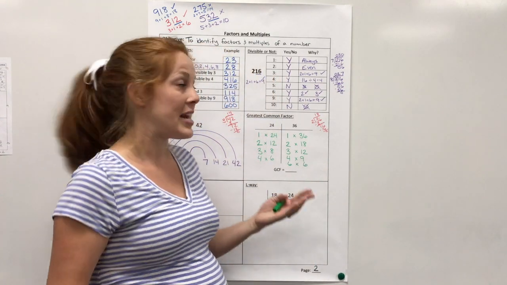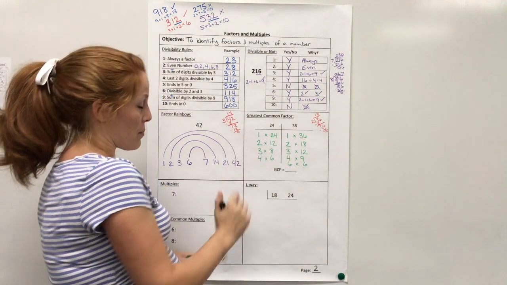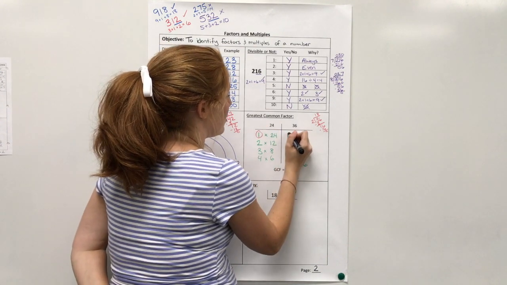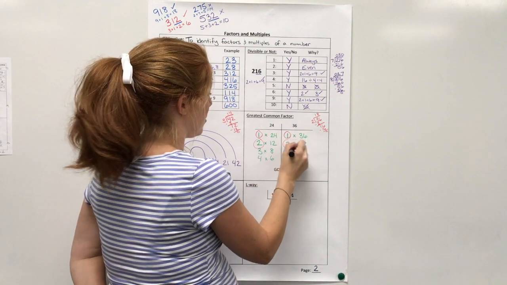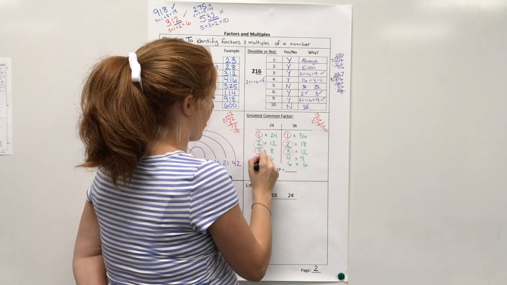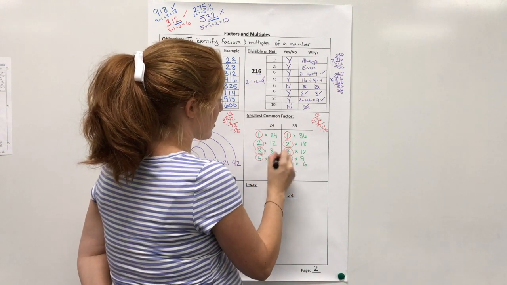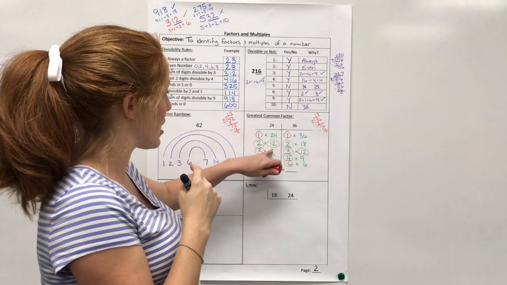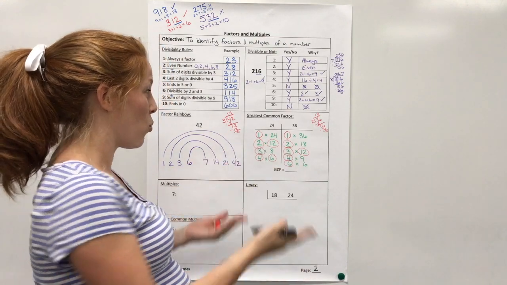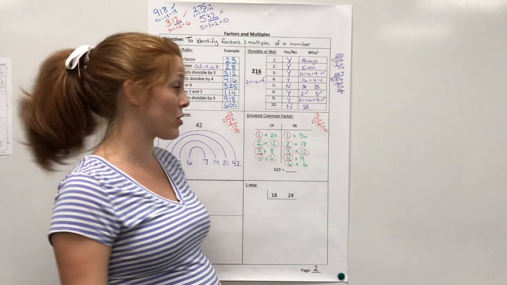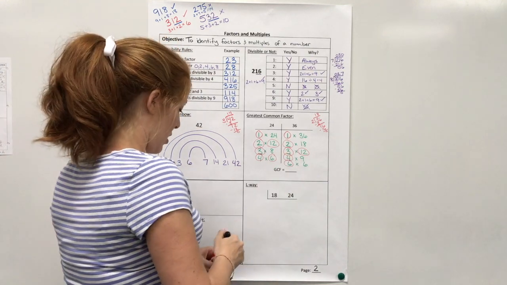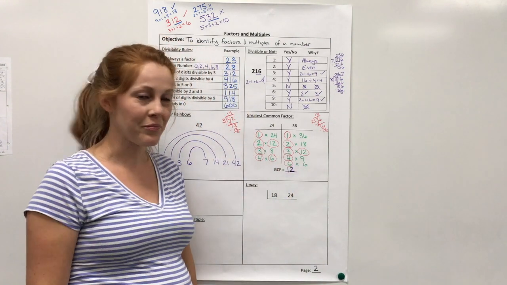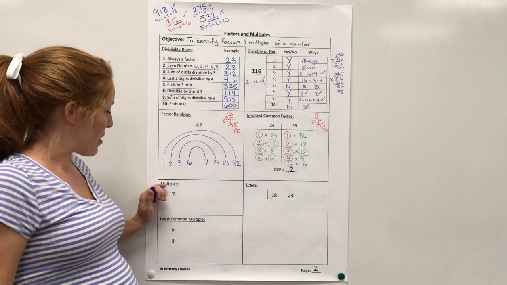So I'm done. Now, I'm going to look at all my factors for both numbers, and I'm going to circle anything they have in common. So they both have a 1, they both have a 2, they both have 3, they both have 4, they both have 6, they both have 12. Let's see if there's anything else. 8, 24, no. So I'm done. Well, which number that I circled was the highest or the greatest? In this case, 12. So the greatest common factor would be 12.